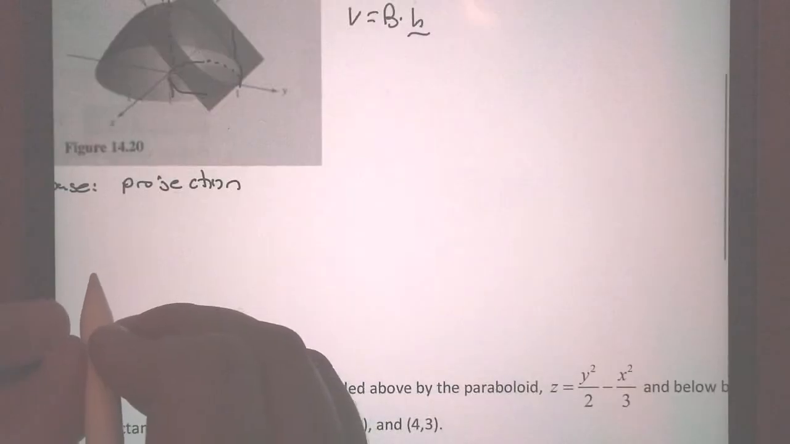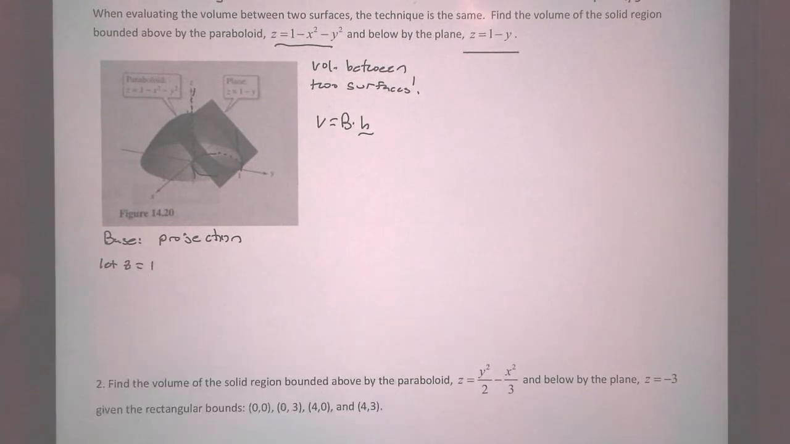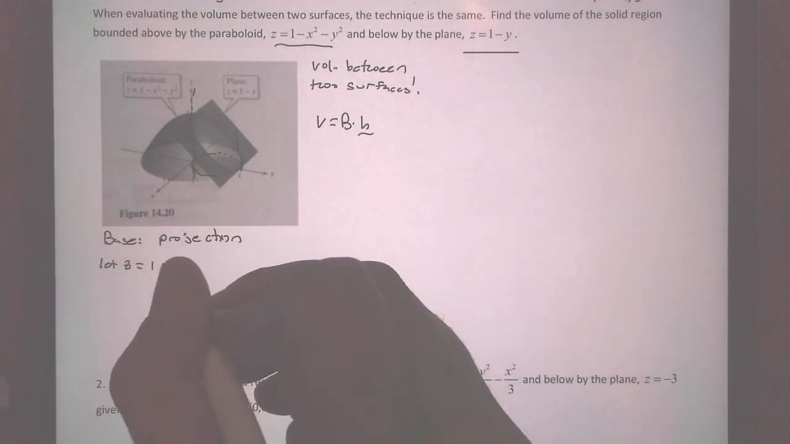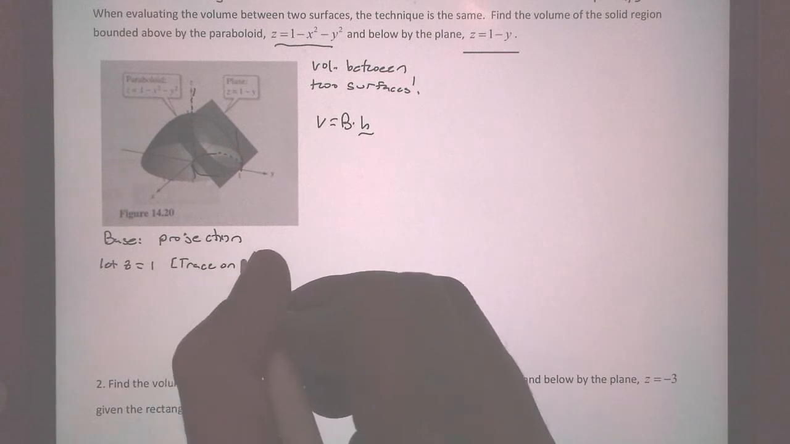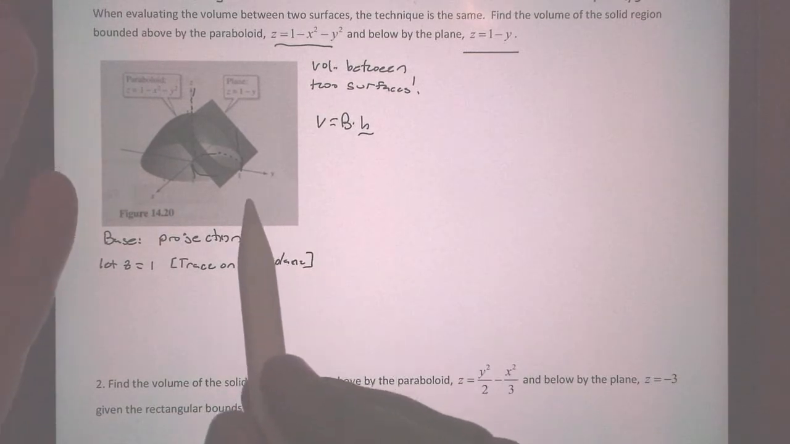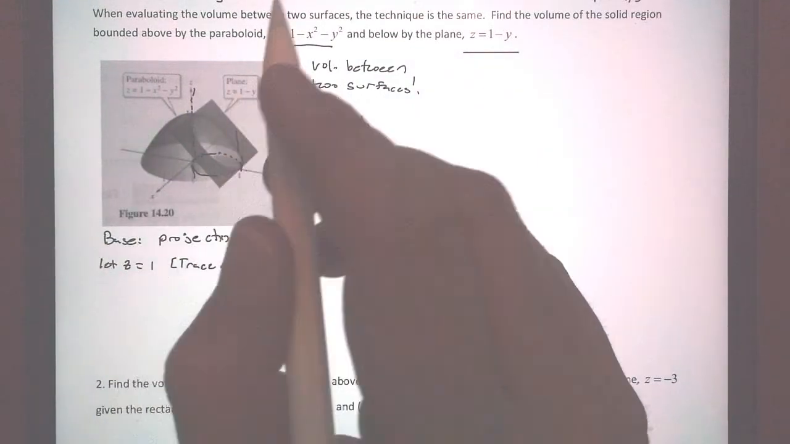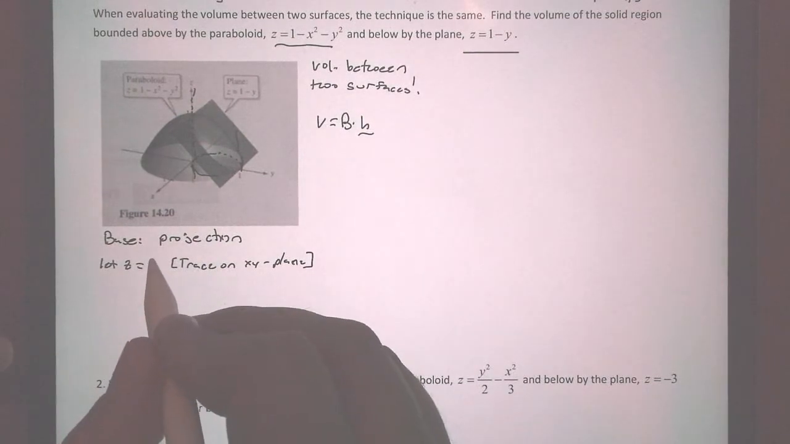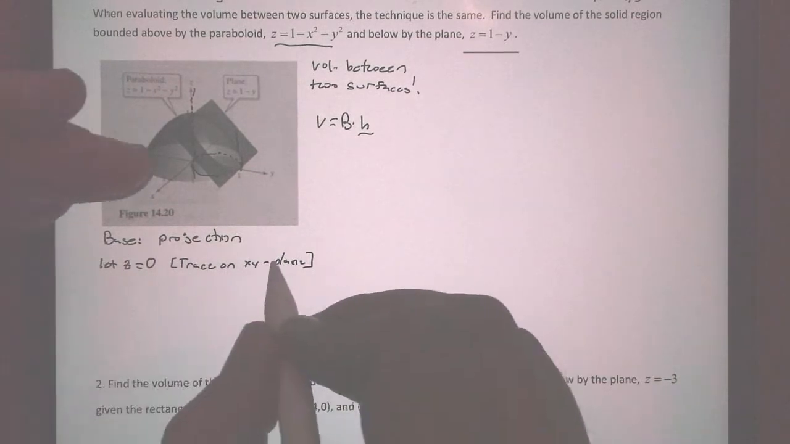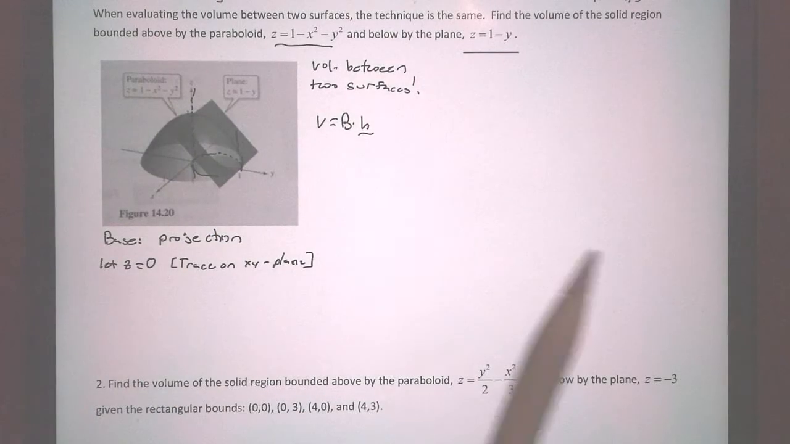So we are going to let z equal 1. Now you might recall if we let z equal 1, this becomes a trace on the xy plane. So what we're looking for is the trace on the xy plane of the intersection between our plane and our paraboloid. Not 1, but 0, sorry. We want that to be 0 there. Sorry about that, the xy plane is z equal 0.